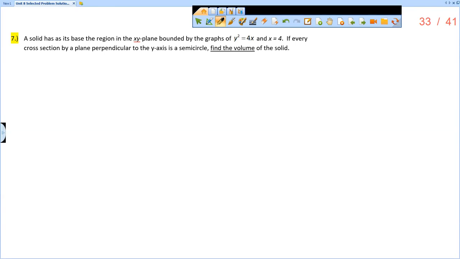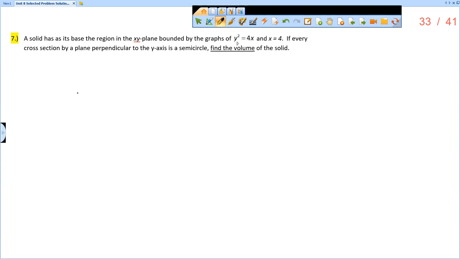This is the solution video for section 8.3, problem number 7. A solid has as its base the region in the xy plane bounded by the graphs of y equals 4x, y squared equals 4x, and x equals 4. If every cross section by a plane perpendicular to the y-axis is a semicircle, find the volume.